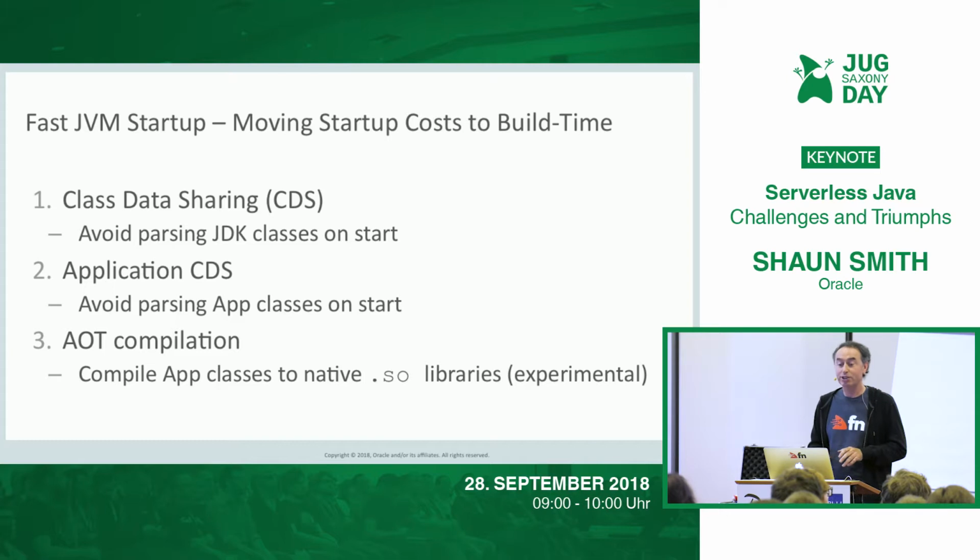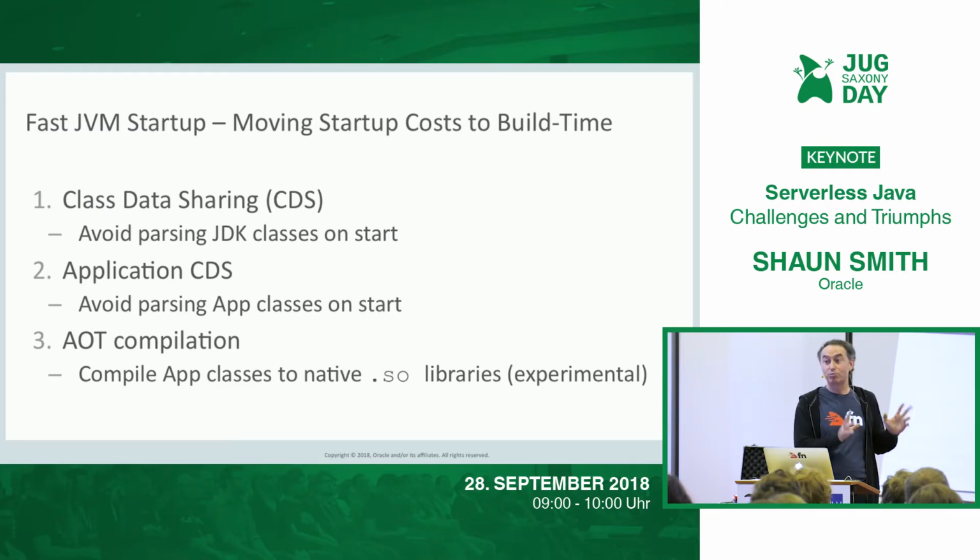Class data sharing lets you take the JDK classes that are part of your JVM and pre-parse them. So every time you boot the JVM, it reads the bytecodes and builds in-memory structures for those classes. Every time. So if you're doing it every time, it's obviously wasting a lot of time. Why don't you do it once? So class data sharing lets you tell your JVM, hey, parse those bytecode files and dump an archive, essentially. So you can actually have these classes pre-parsed.